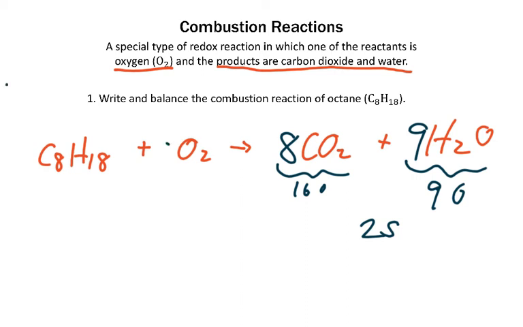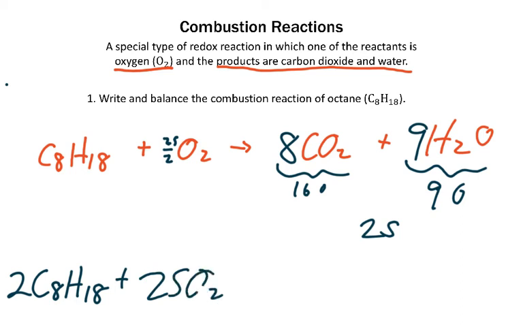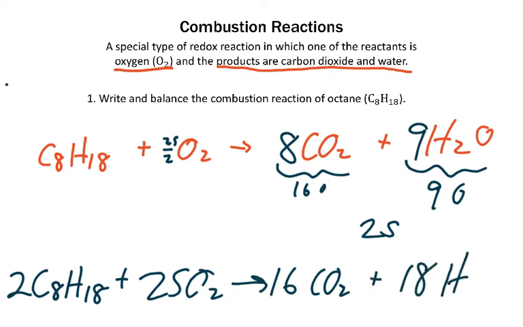And so we could put 25 halves here, right? But ultimately we're going to have to double everything to get rid of the fraction. And there we go. All right, let's do one more.